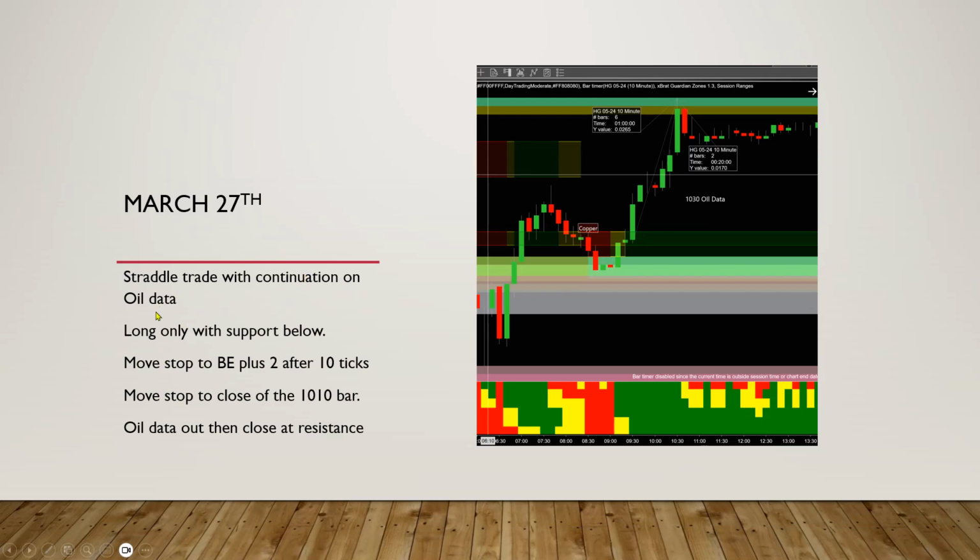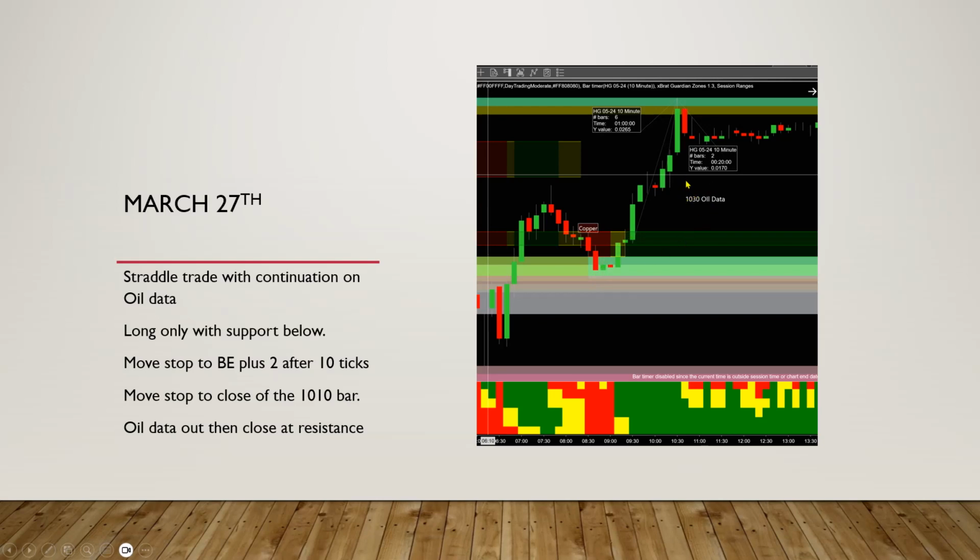So March the 27th, straddle trade with continuation on oil data. So this was a big trade. We had the long only with support below. So lots of support here, confluence of 30, 15, 60 minute time frames here, all in this really multicolored support. So we're not going to go short here, only looking for the long. It pushes up through this opening range here, and we go long.